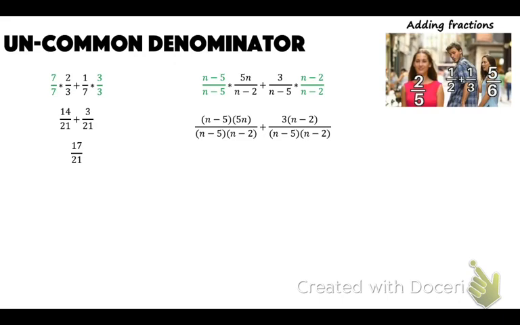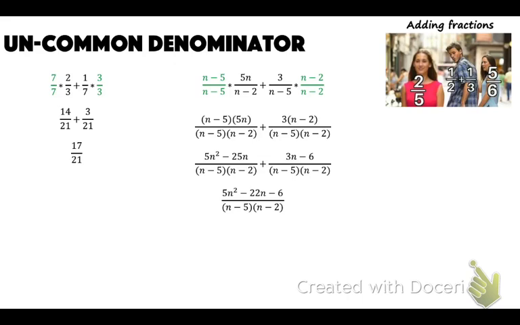On the top, you actually have to multiply it out, though. So I'm going to multiply this in to both of these, and I get 5n squared minus 25n. Multiply these in, and I get 3n minus 6. Not 3n squared, just 3n minus 6. Then we can combine like terms because we have a common denominator now. So that's going to be 5n squared minus 22n minus 6 over n minus 5 and n minus 2.